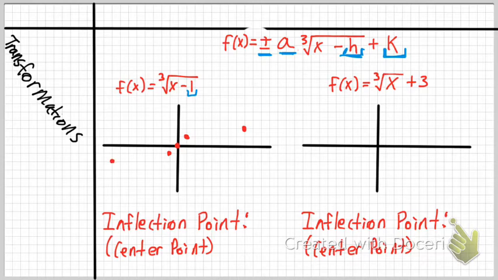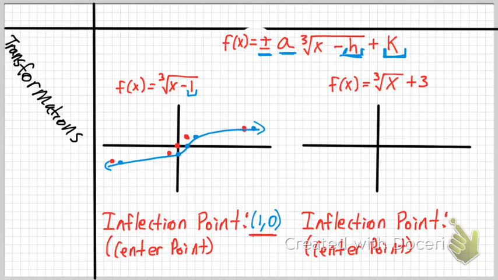So those are my original points, and then I'm just going to shift them 1 to the right, because that's my transformation that's going on in here. So all of my points got shifted 1 to the right, and I follow the same general shape as my original function. All right, there we go. And my inflection point, or my center point, is now going to be at 1, 0. So that's the only thing that really changed out of this.